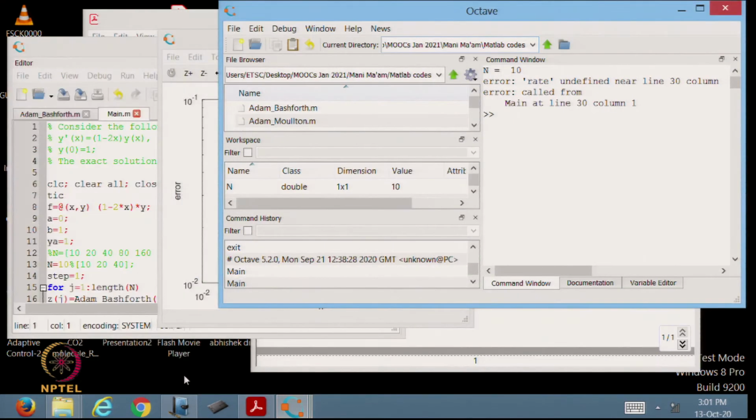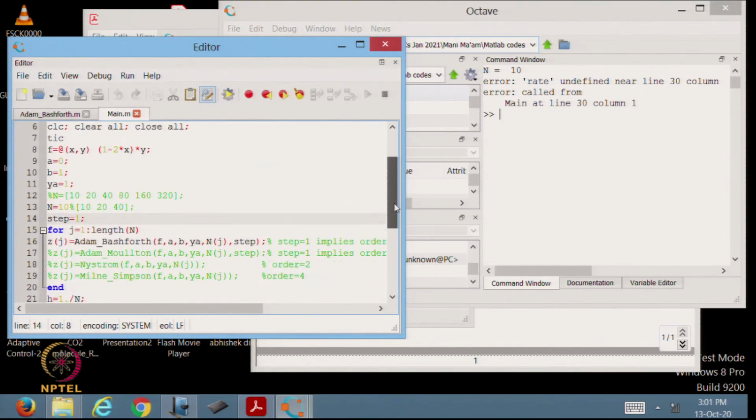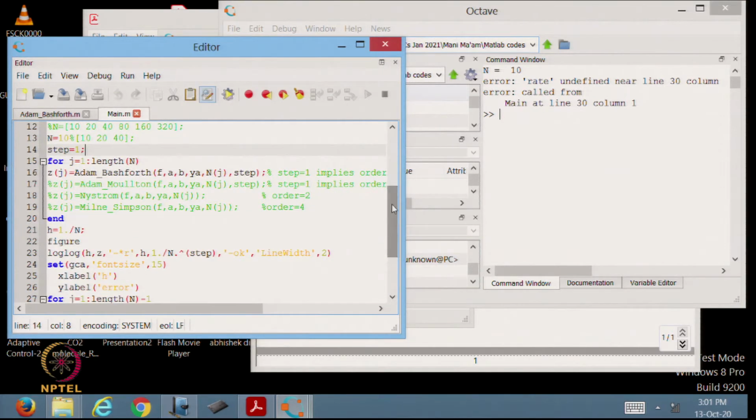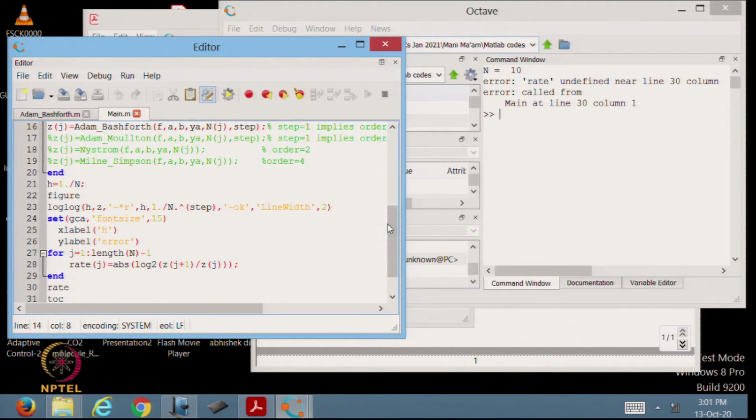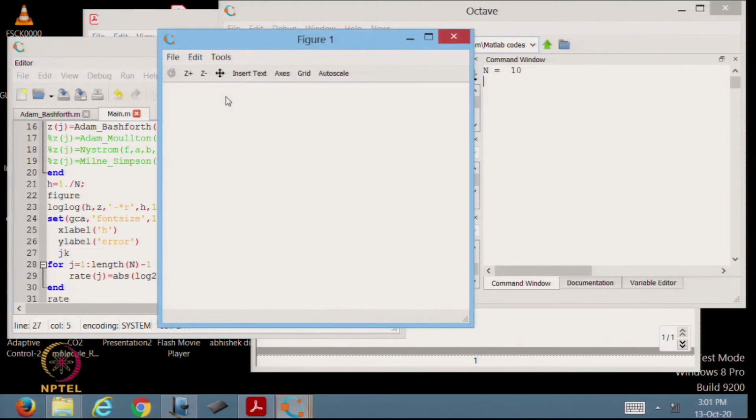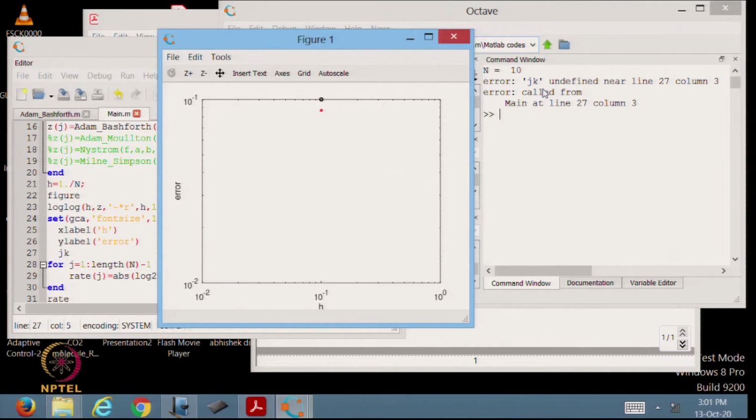So, if you see here, error rate undefined. I will tell you what the problem is. I want my code to run only till this point, that is why I have typed some arbitrary characters, so that an error comes naturally and the code stops. Yeah, so the error has come.